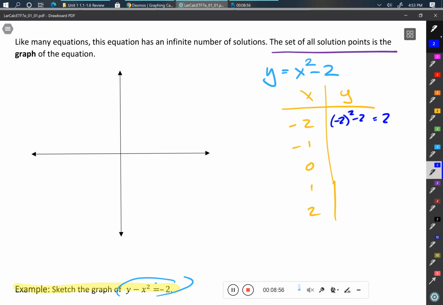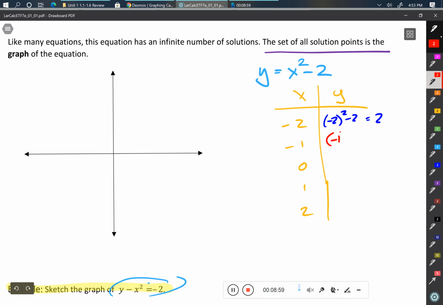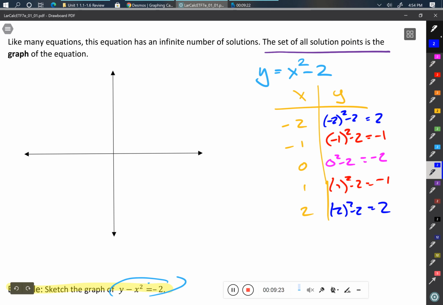What about if it was negative 1? So negative 1 squared minus 2. Well, that's going to be what? Negative 1 squared is 1, minus 2 is negative 1. How about if x is 0? That's going to be 0 squared minus 2, which is negative 2. How about 1? That would be 1 squared minus 2, that's negative 1. 2, that's going to be 2 squared minus 2, that's 2.